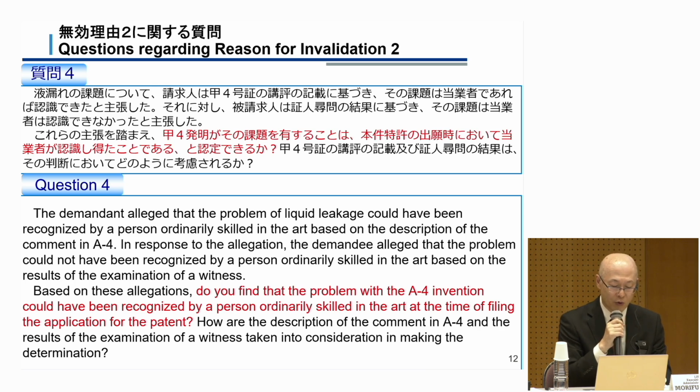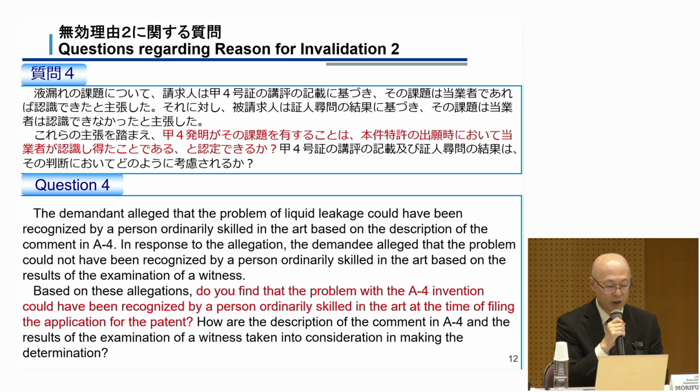In this hypothetical case, at the time of application for the patent, if A4 is seen by a person ordinarily skilled in the art, can such a person recognize liquid leakage as a problem for A4 invention? This will be the issue in dispute. A4 described the comment, even with the flap closed, when the container was tilted, liquid sometimes leaked from the through hole. A4 describes both comment and details of storage container S as the result of invention competition.